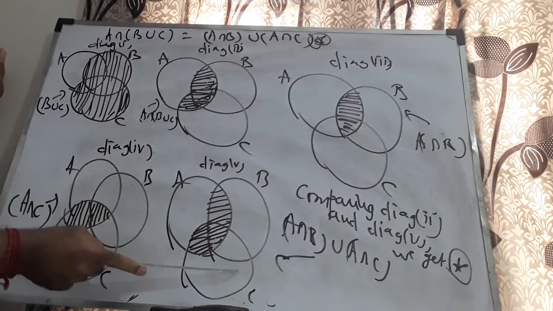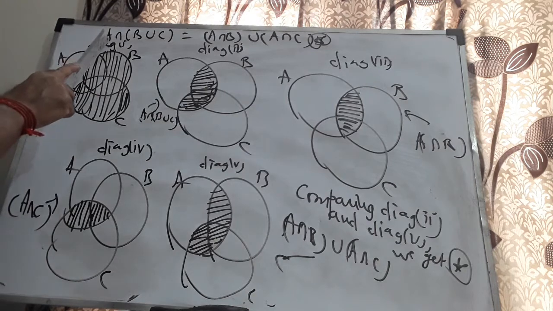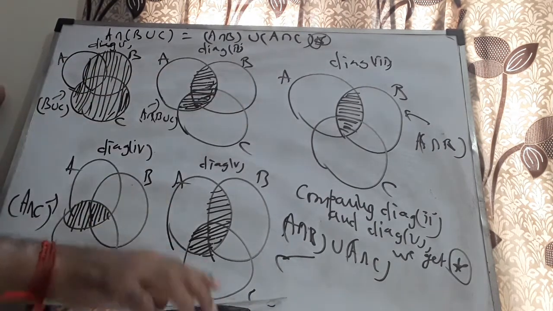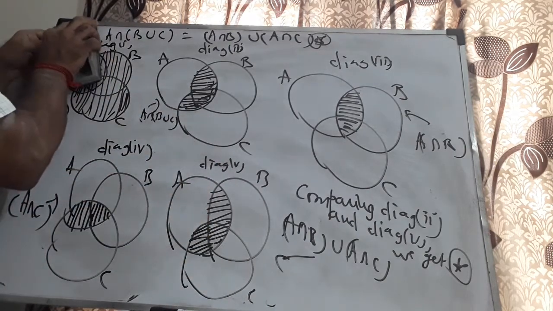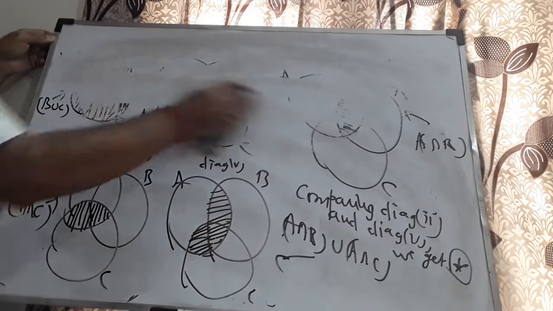Comparing diagram 2 and diagram 5, I have the same shading. Therefore, they both are equal. Therefore, A intersection (B union C) is equal to (A intersection B) union (A intersection C). This is called one more distributive property.